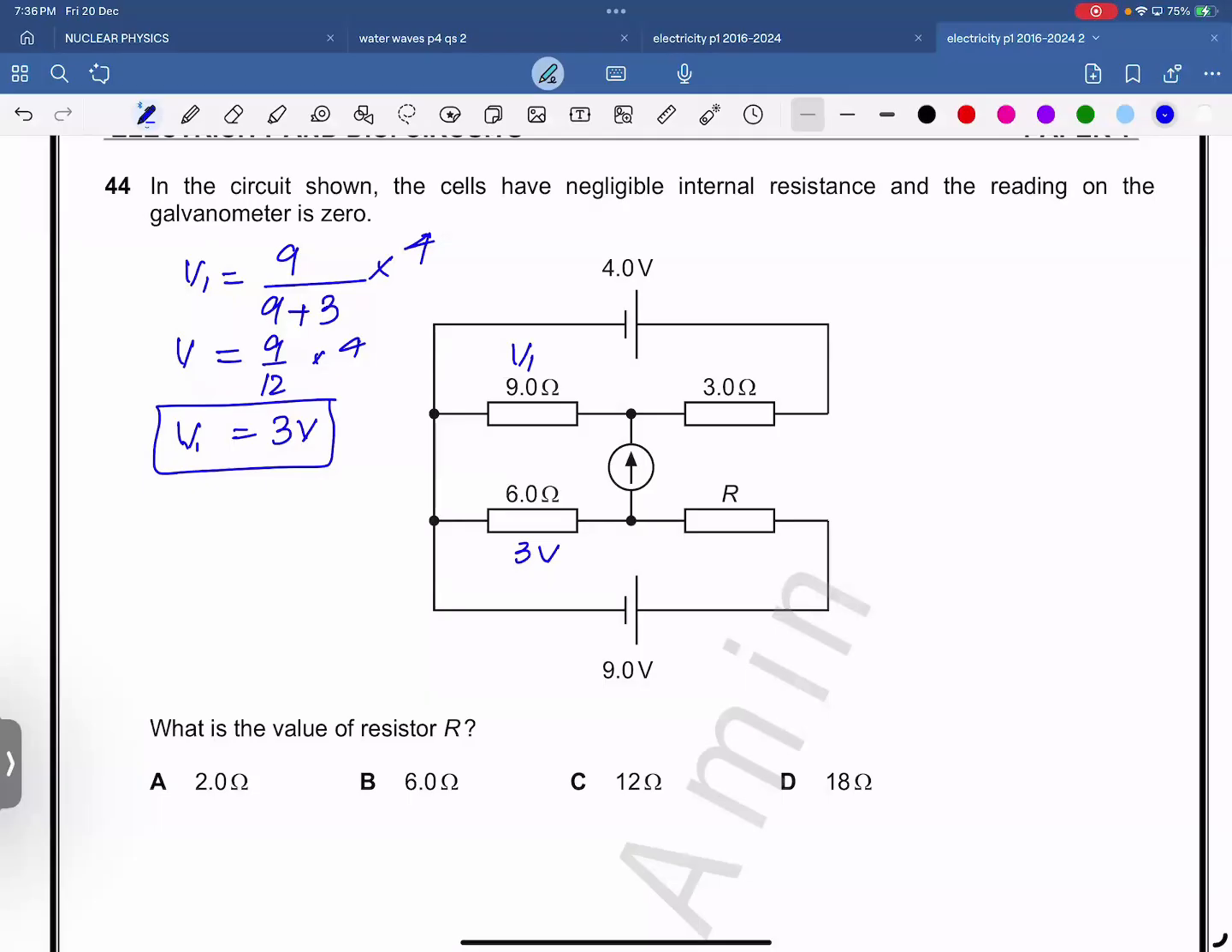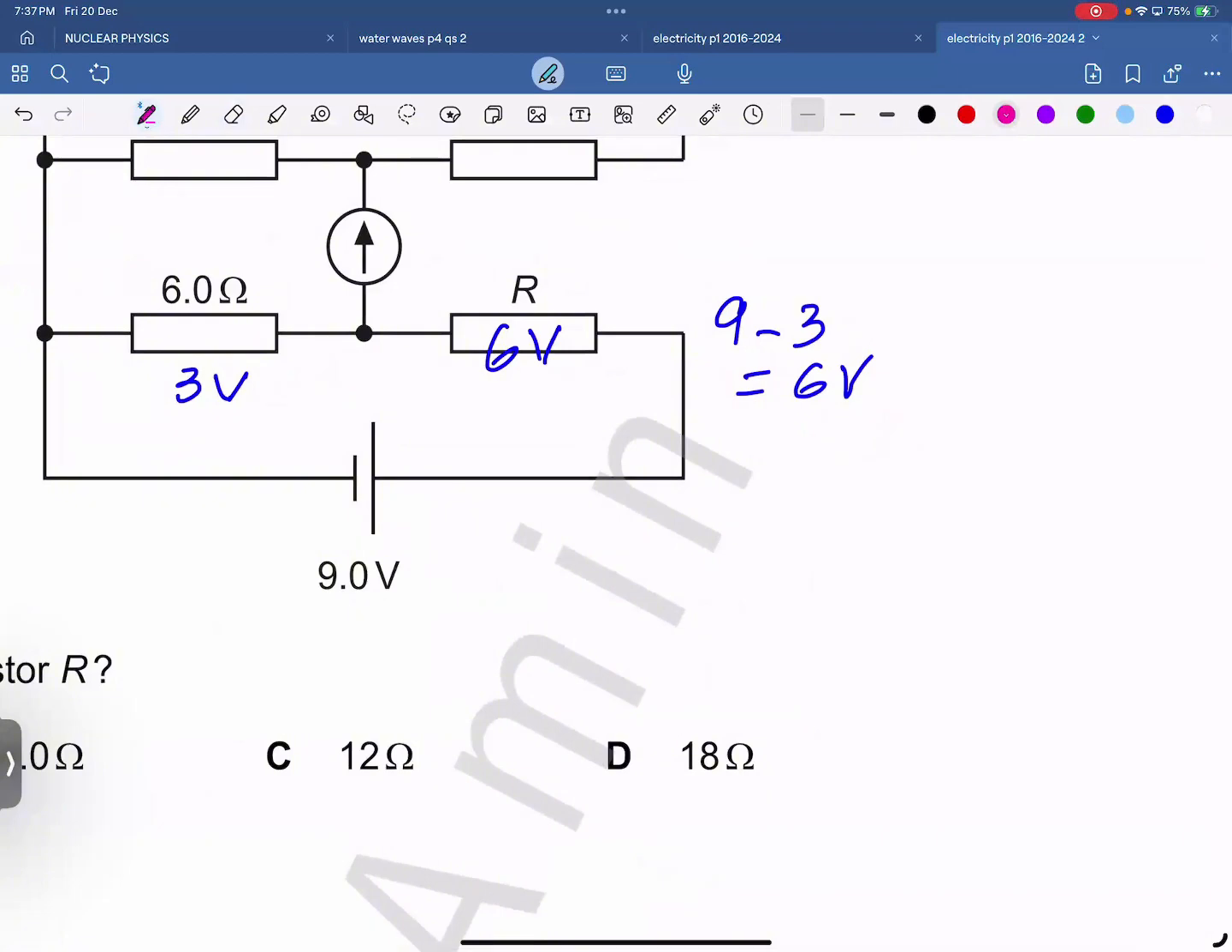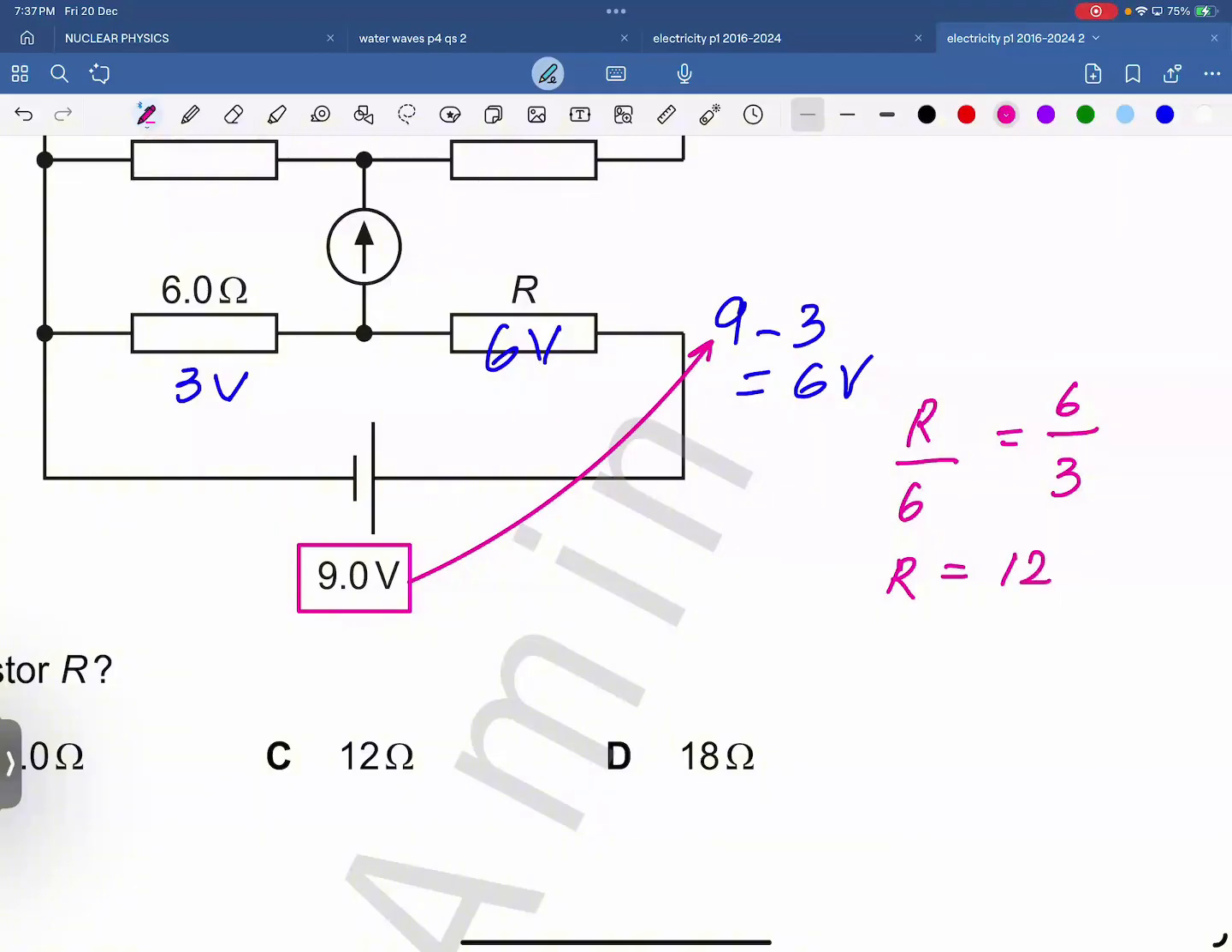Now go down. Now I am on the lower circuit. So the R2 voltage will be how much? 9 minus 3 is equal to 6 volt. Now you can use the ratios. R1 over R2 equals V1 over V2. 9 is the lower EMF. R1 over R2 equals V1 over V2. 36 over 3, 12 volts.